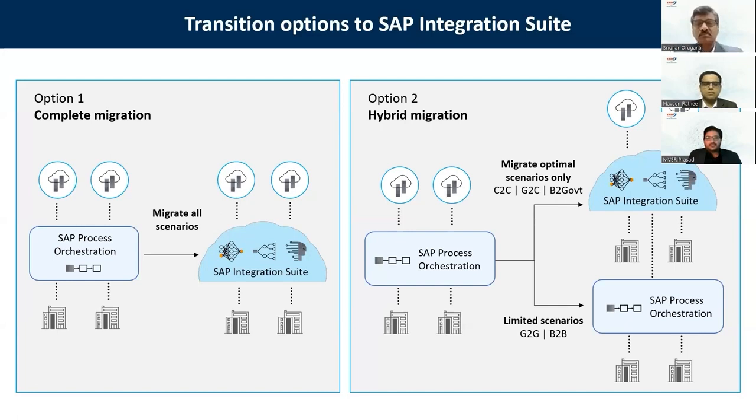The first one is a direct, complete migration, but the second one is a hybrid migration. Considering the C2C, G2C, and B2G scenarios, and also scenarios like G2G and B2B, the customer may want a hybrid approach suiting their requirements, like moving the cloud to cloud scenarios, on-premise to cloud scenarios, and government integration scenarios to Integration Suite, while still maintaining the same process integration for managing their existing B2B scenarios.